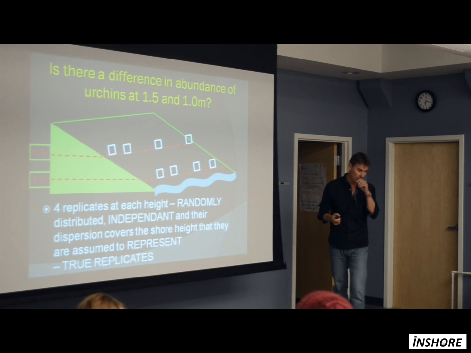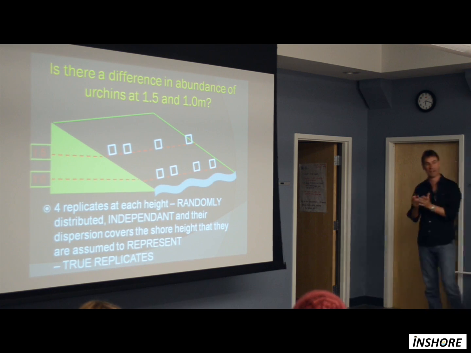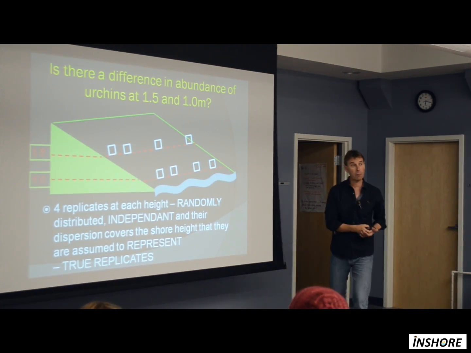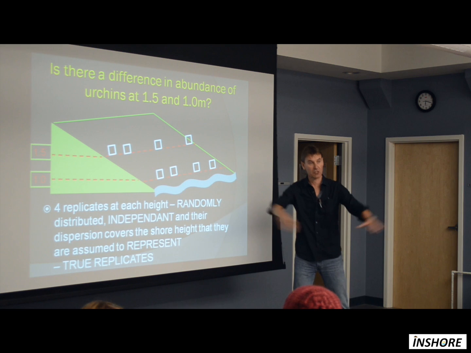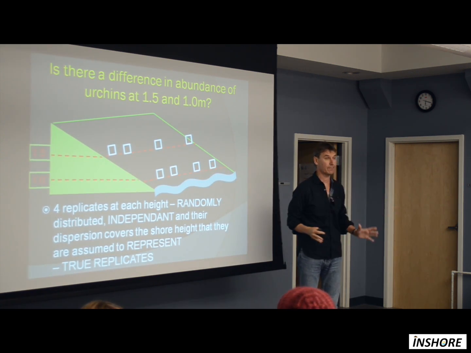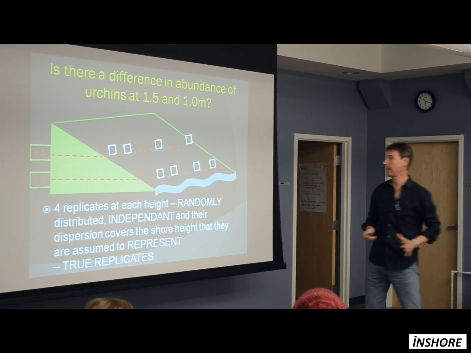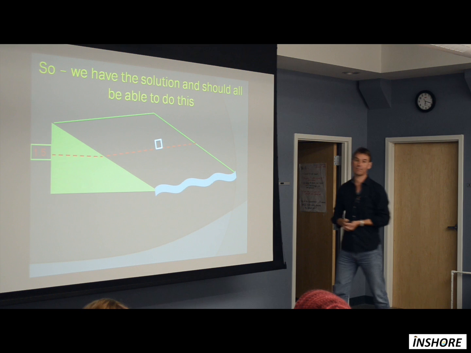So now I hope what we've been able to do is talk about some of the mistakes we can make and how we can fix those mistakes. So would we all be happy to go out, put a transect line at set height and do random quadrats, and we could do it all the same? Yes? Okay. What about this one then?